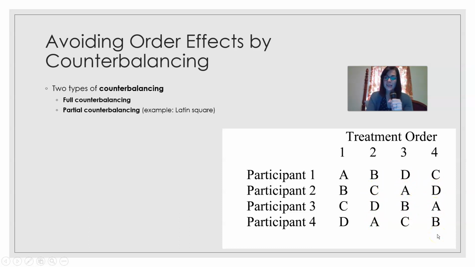So in this case, what I have basically done is rotated these in a Latin square. So obviously, it's not full counterbalancing. We don't have 24 different orders here, but it's good enough that no one condition is advantaged. A is only presented first once. It's only presented second once.